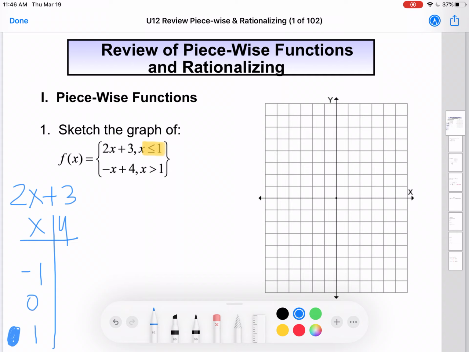And then we'll just plug each one in. So if we plug in 1, 1 times 2 is 2, plus 3 is 5. If we plug in 0, we'll get 3. And if we plug in negative 1, we'll get 1.